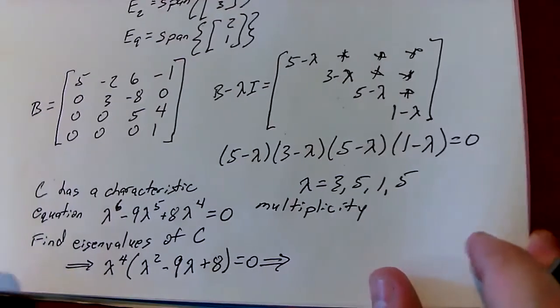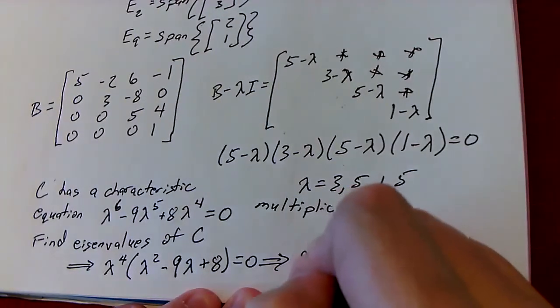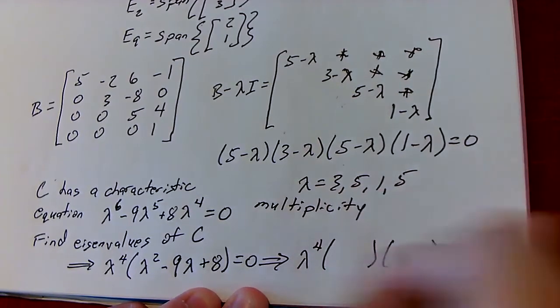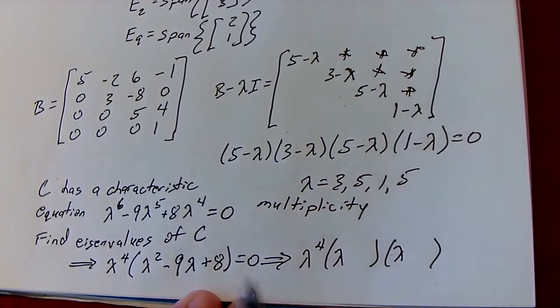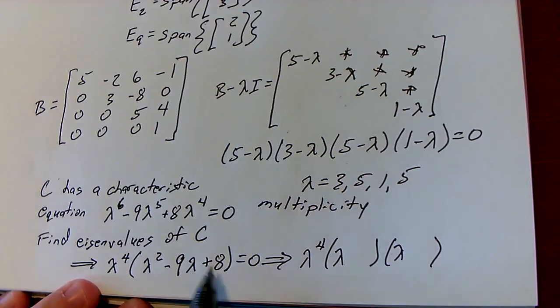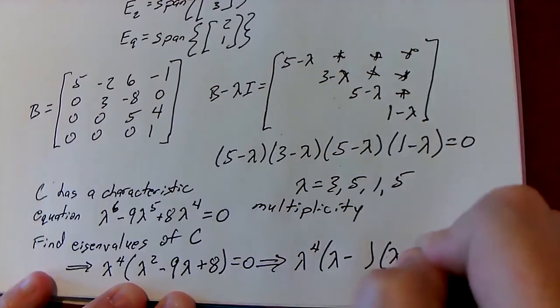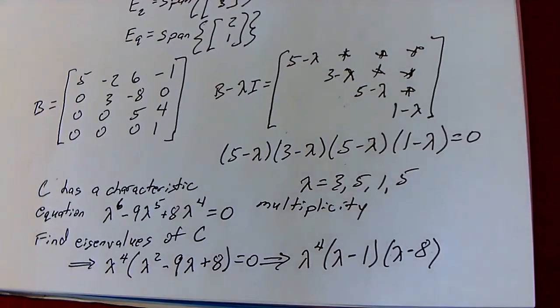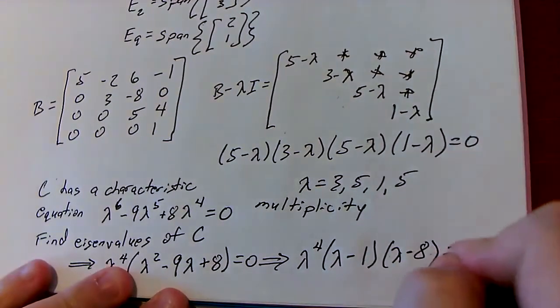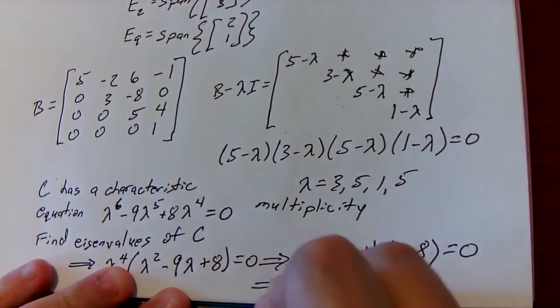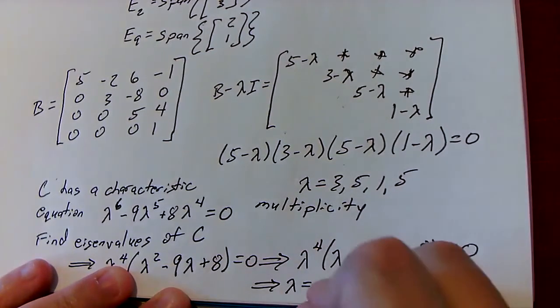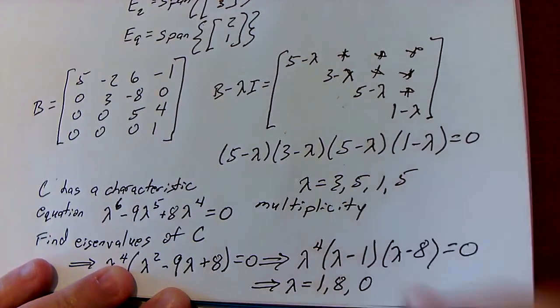Okay, continuing, I'm going to factor. So I get lambda and lambda again. I need two numbers that multiply to a positive 8 but add up to a negative 9. So I need a negative and a negative, and 8 and 1 will add up to 9. And again, that's equal to 0. So from this, I can say the eigenvalues are 1, 8, and 0.